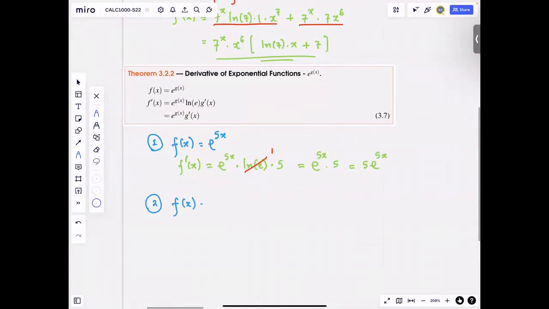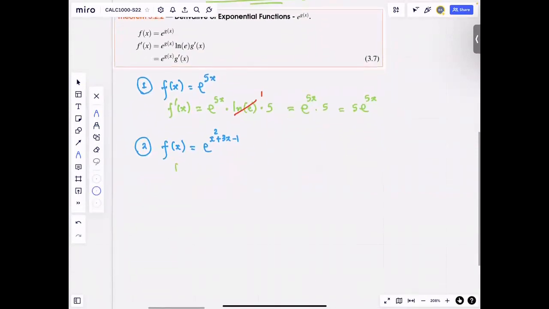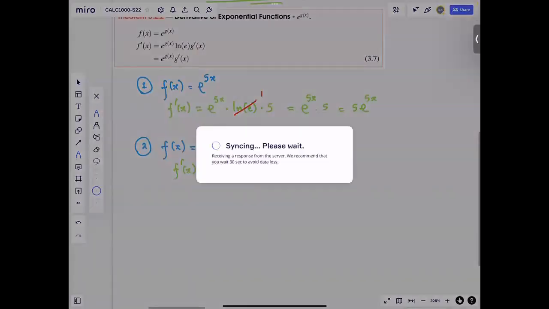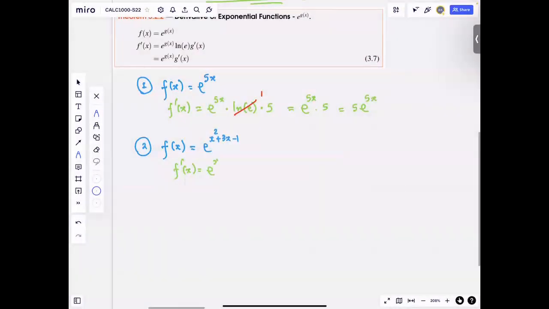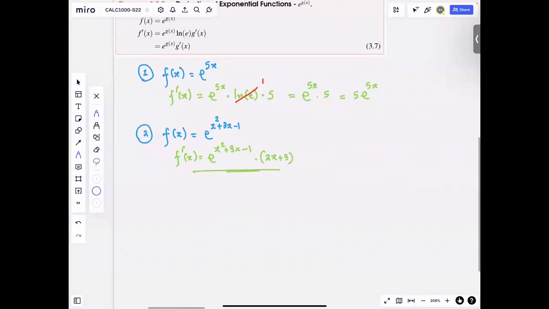So let's say we have f of x is equal to e to the power of x squared plus 3x minus 1. All right, what is the derivative of that? Well, first thing, we're going to copy the function exactly as is. Then we're going to multiply by the derivative of the exponent. What is the derivative of the exponent? That's 2x plus 3. And that's pretty much the end of that. Okay, let's do one last example.